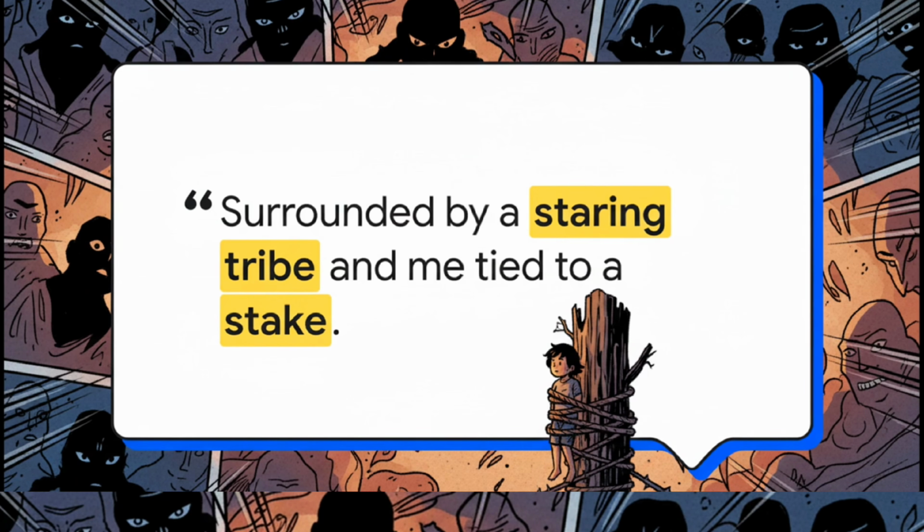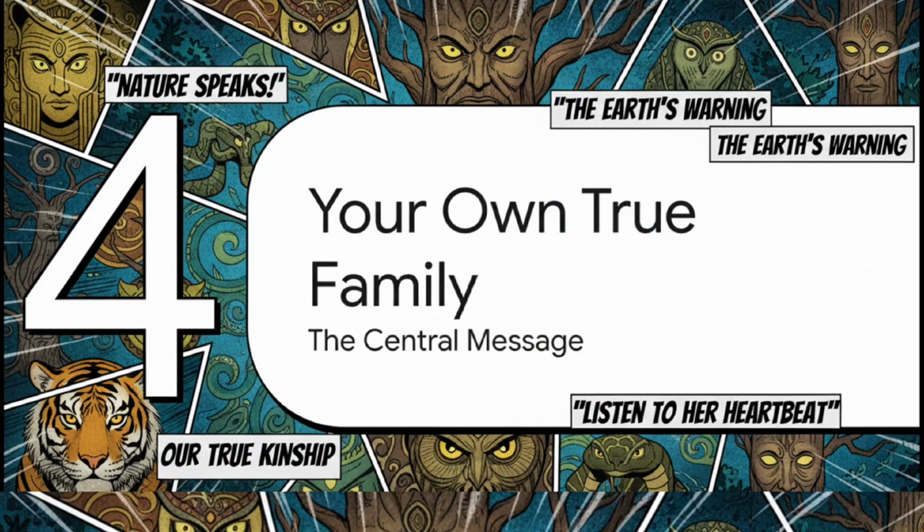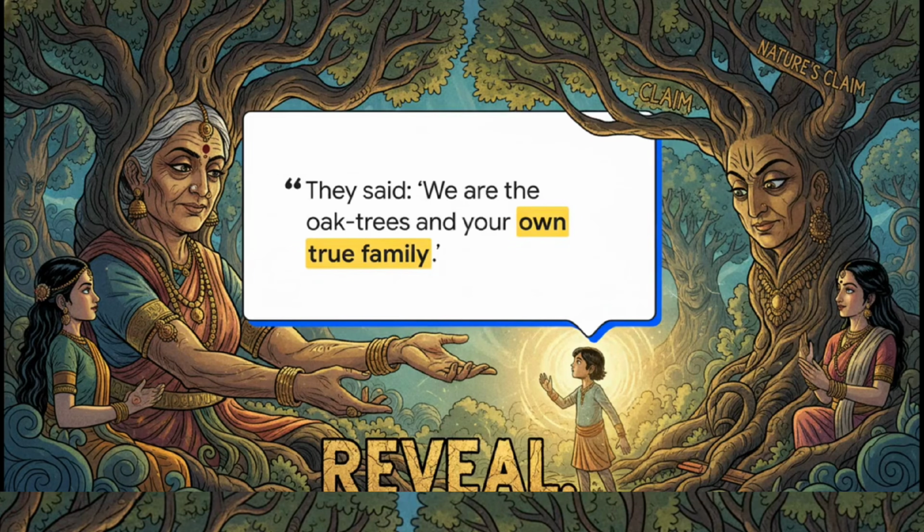The kid is no longer this curious little explorer. Suddenly they're a prisoner, surrounded by a staring tribe and me tied to a stake. They're completely helpless. And this is it. This is the moment everything has been building towards. We're at the very heart of the poem. That staring tribe is finally going to reveal who they are, and they have a serious message to deliver. And here it is, the big reveal. They said, "We are the oak trees and your own true family."